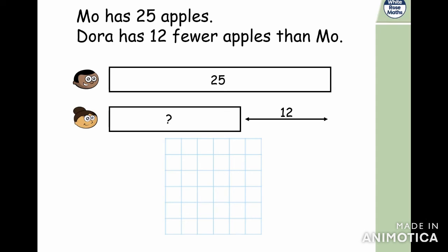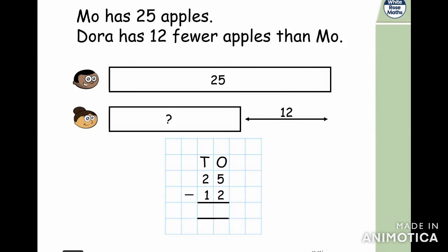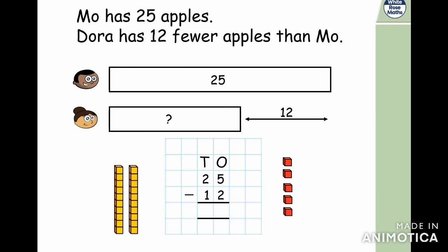Okay, let's do our calculation. Tens and ones, very important. We've got Mo's 25 apples, and we need to subtract the 12 to see how many apples Dora has. Use a ruler to draw my equal sign. Okay, now I need some base 10. 5 ones and 2 tens for 25.